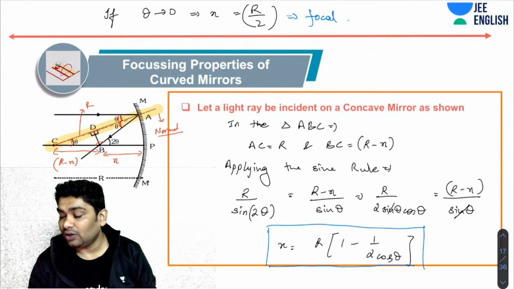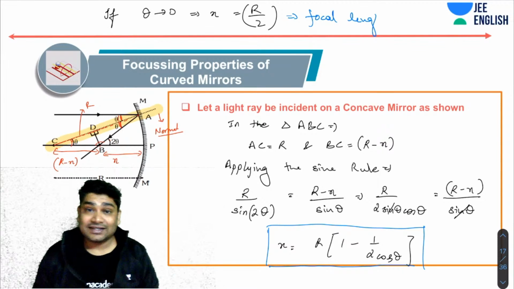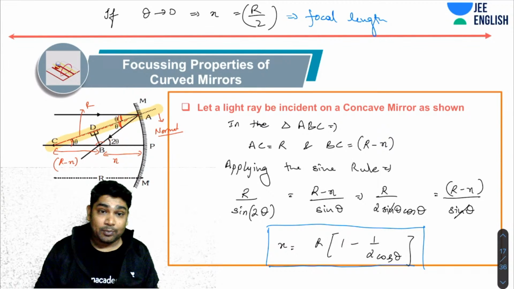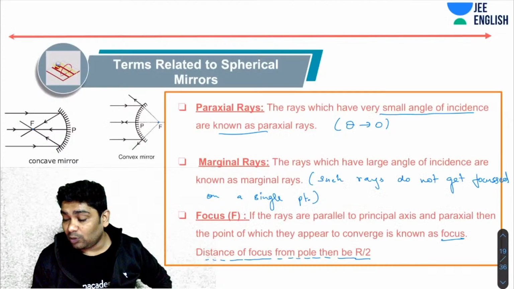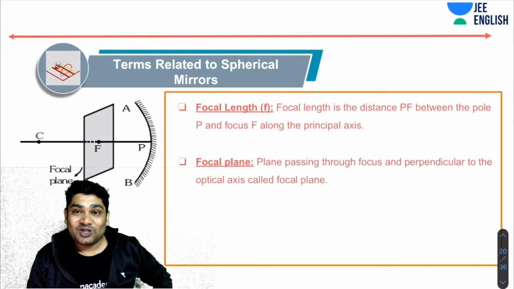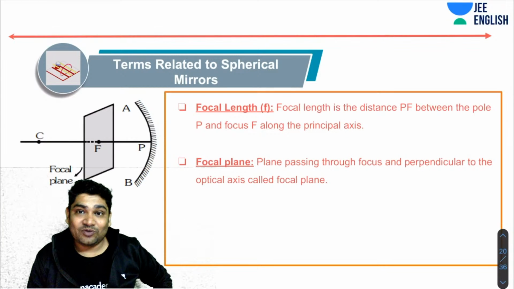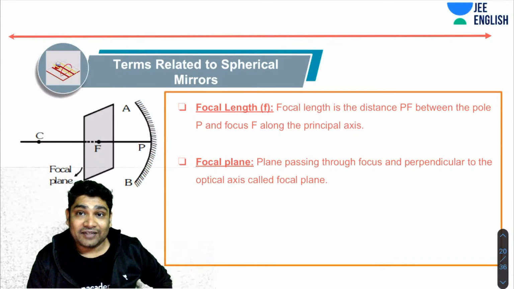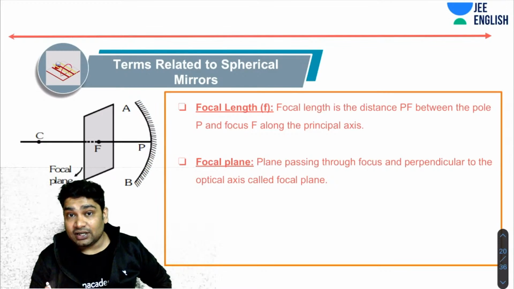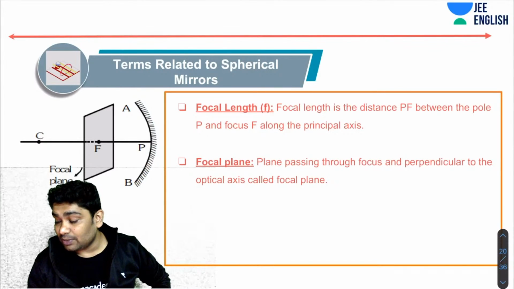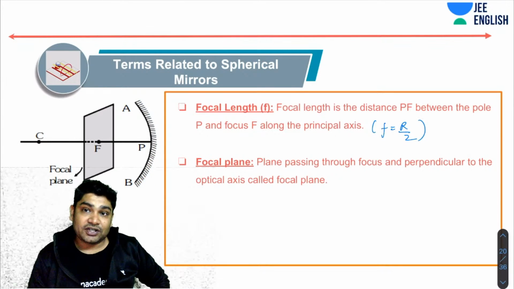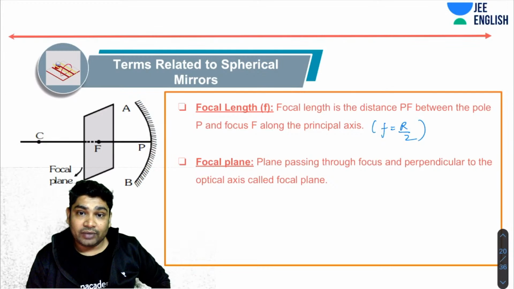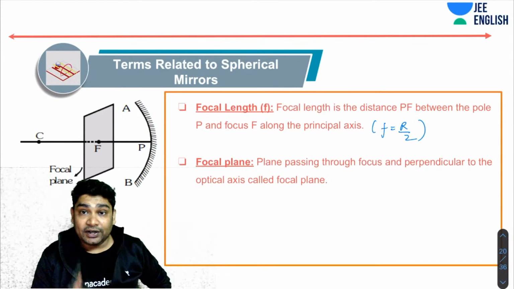Okay, focal length. It is the distance of the focus from the pole, or the distance of the focal point from the pole. So that is what we have here also, focal length. Focal length is the length between the pole and the focal point, and for curved mirrors, it is always equal to r by 2. Please remember, f is equal to r by 2, where r is the radius of curvature of the curved mirror. And this is defined only for paraxial rays.